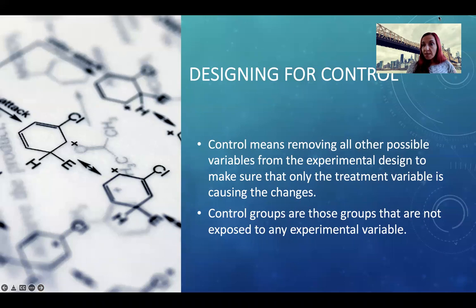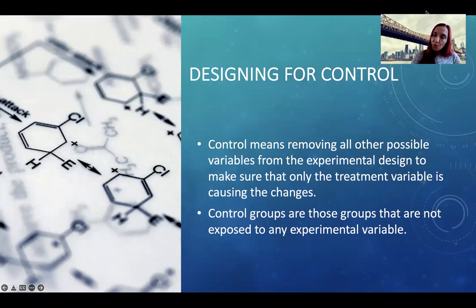In experiments, especially when we're conducting an experiment in an artificial setting, which is usually the case, we want to design an experiment to control certain things. So what does it mean designing for control? Control means that we want to remove all other possible variables from the experimental design to make sure that only the treatment variable is causing the changes.